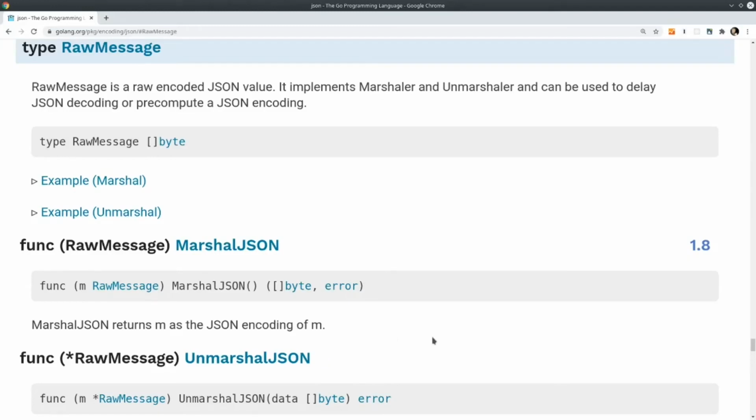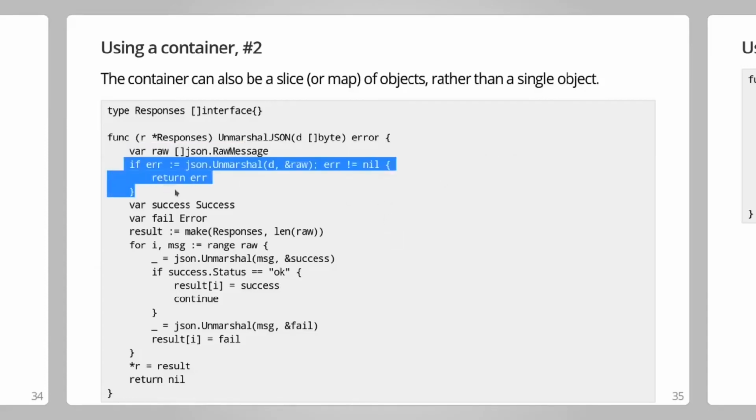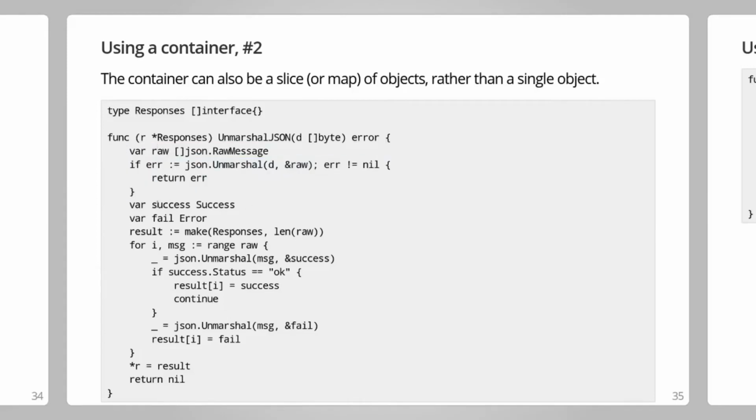And this is useful, as you'll see in just a moment, where all I care about right now is chopping my JSON into individual elements rather than parsing the entire thing, so that I can process each element one at a time. So let's do that here. So I unmarshal into my slice of JSON raw message. Then I define a success and a fail value, similar to before. Then I pre-allocate a result slice of the same length as my input, and then I loop through my input.